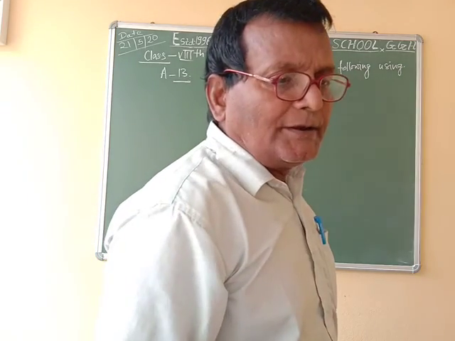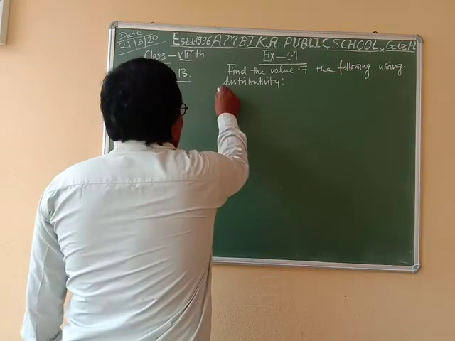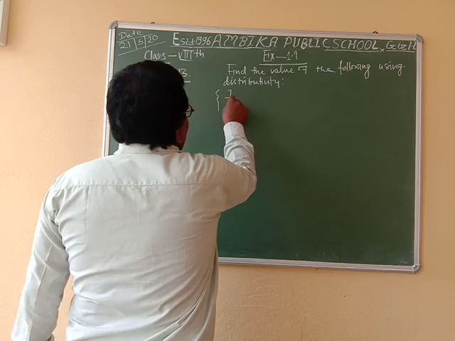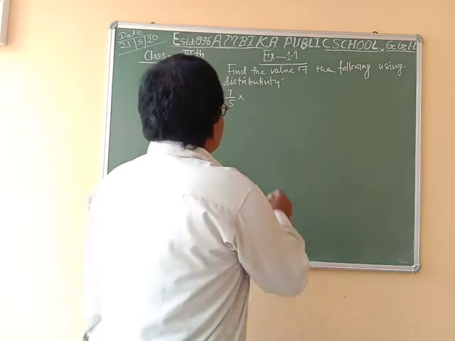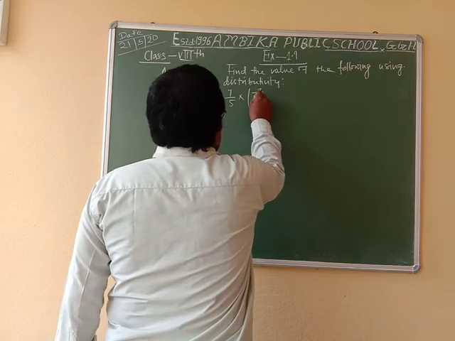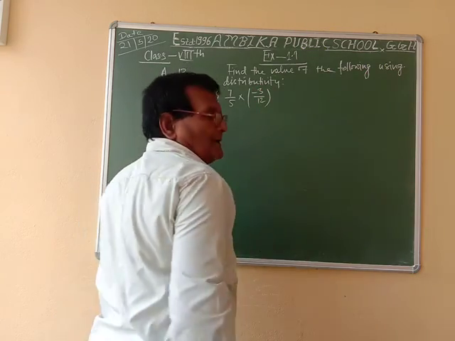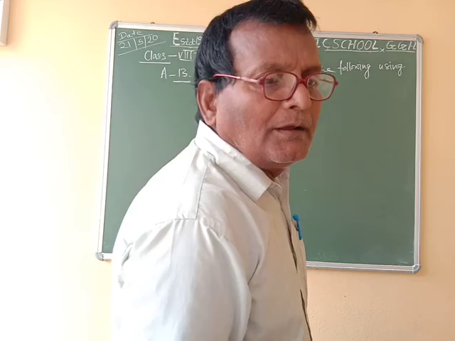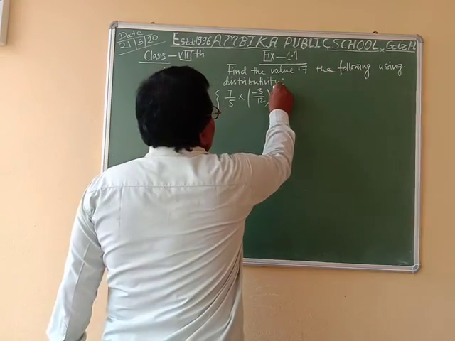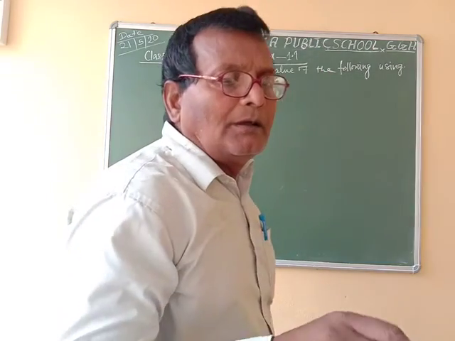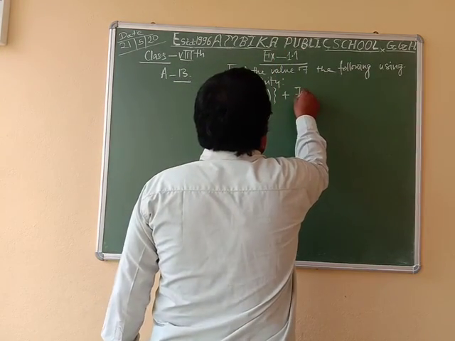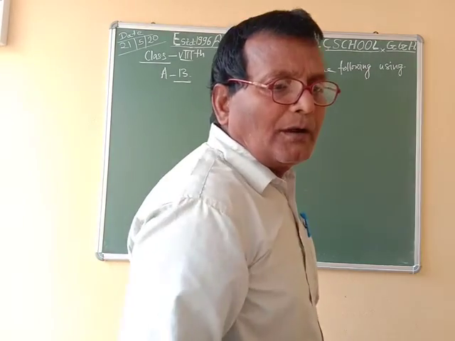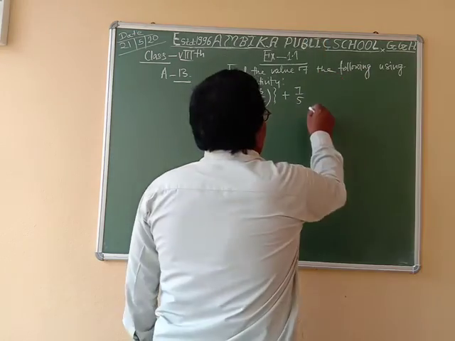The question is 7 by 5 into (minus 3 by 12) plus 7 by 5 into 5 by 12.